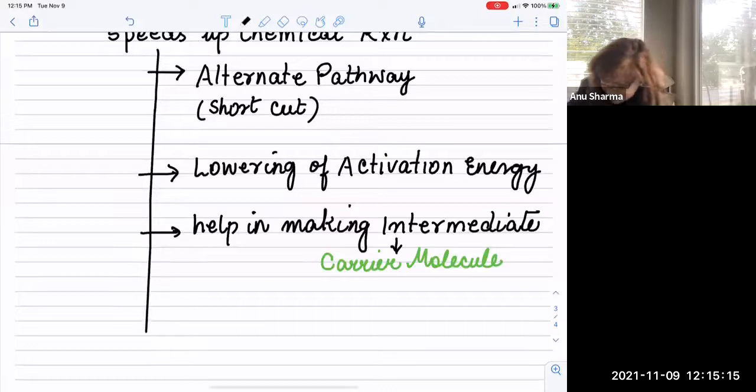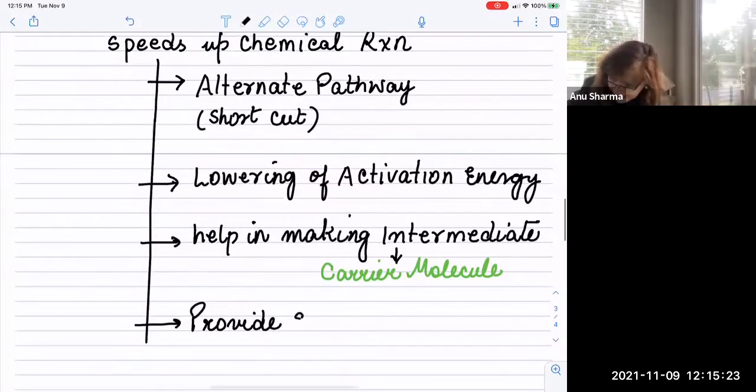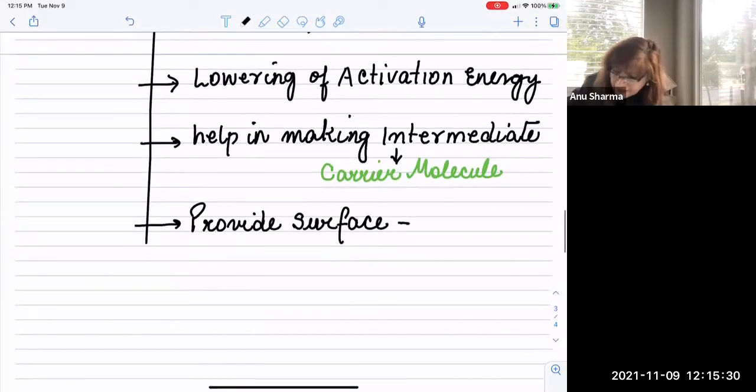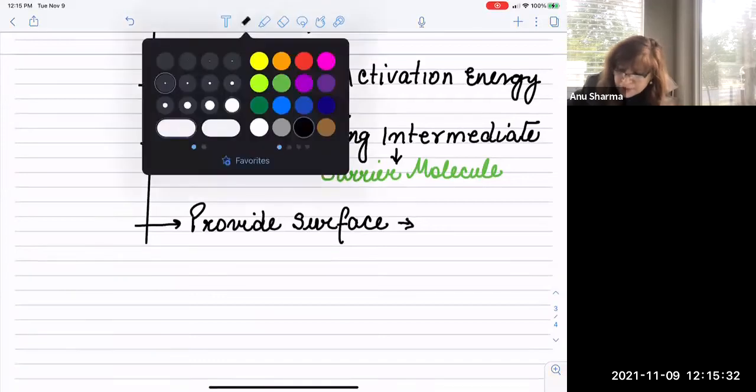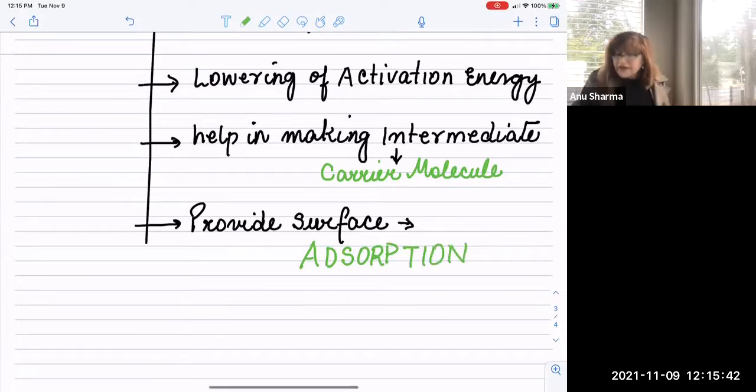The catalyst also provides surface, okay? They provide surface. Sometimes, especially in which the gas is reacting with the solid. So gas will get adsorbed, surface, provide surface where adsorption happens. Absorption is different, but ADSORPTION. Adsorption occurs. And what is adsorption?